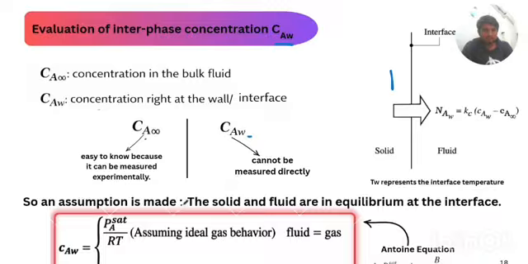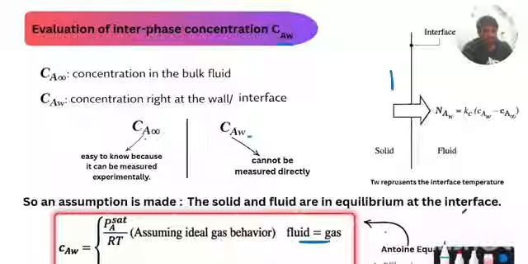To calculate CAW, we have two options. If the fluid is gas, then CAW is PA saturation upon RT, where PA saturation is the saturation pressure of the solid. We can calculate PA saturation by Antoine's equation. Antoine's equation is ln PA saturation equals A minus B upon (T plus C). If the fluid is liquid, then we can simply calculate it by finding out the solubility of the solid in the liquid at a specific temperature.